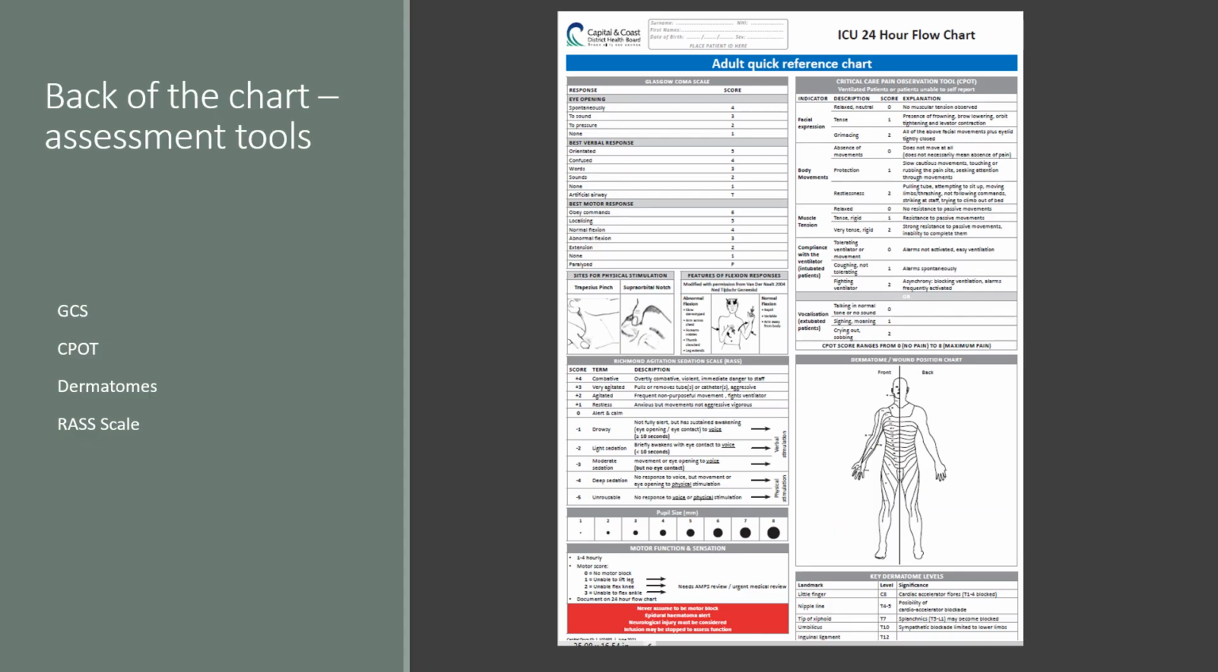Okay, moving on to the back of the chart. So this is your start of shift assessment and your quick reference. So just very, very briefly, this is where you'll find your CPOT, your GCS, your RAS, and dermatome assessment scales.